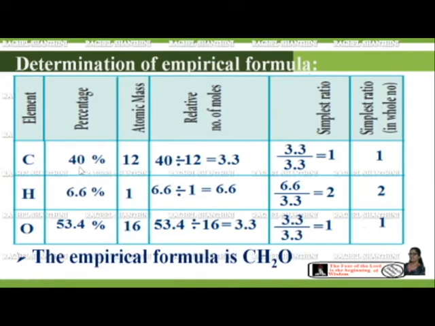the compound. So to find out for one part, we have to divide this mass percentage by its atomic mass, which is 40 divided by 12, which gives 3.3 for carbon. Likewise, we have to calculate for hydrogen and oxygen. For hydrogen, 6.6 divided by 1, that is the atomic mass of hydrogen, which gives 6.6 for hydrogen, and 53.4 divided by 16, that is the atomic mass of oxygen, which gives 3.3 for oxygen.